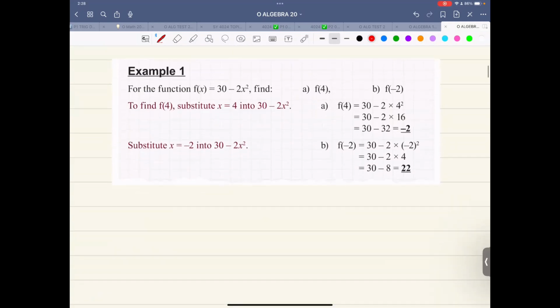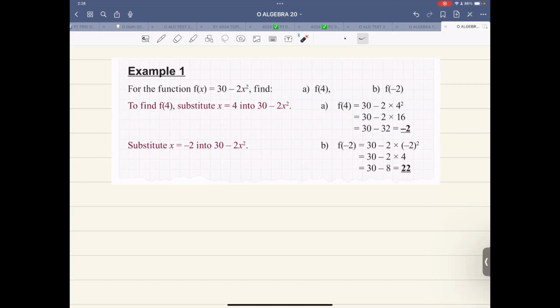Let's look at this first example. For the function f(x) equals 30 minus 2x squared, plug in the value of x, square it, multiply by 2, and then subtract it from 30. Now if I want to evaluate f(4), I plug in 4: 30 minus 2 times 4 squared. 4 squared is 16, 16 times 2 is 32, and 30 minus 32 is negative 2. A pretty simple basic example.